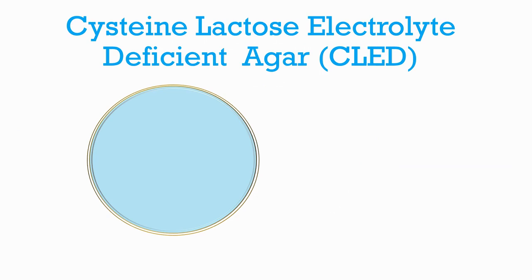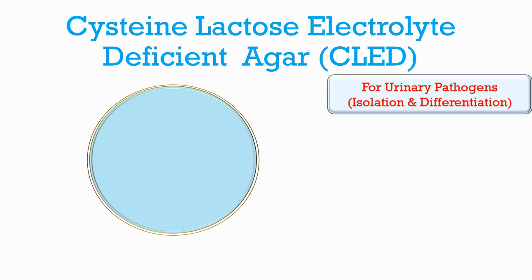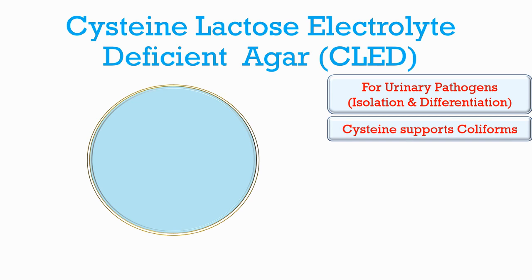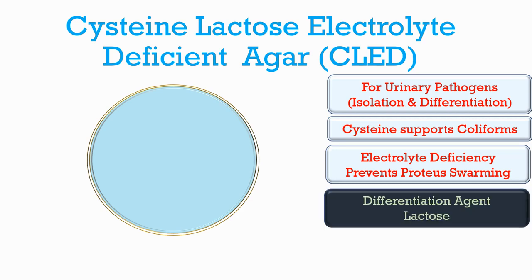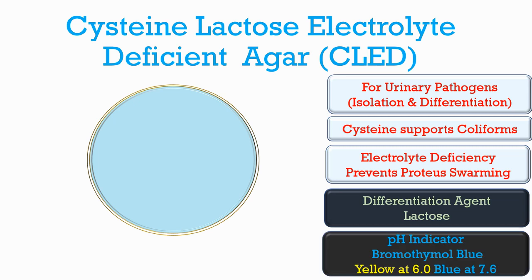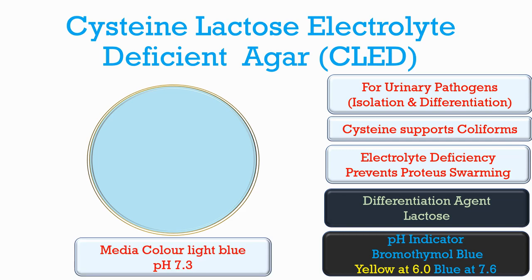CLED is cysteine lactose electrolyte deficient medium that is used for isolating and differentiating urinary pathogens. Cysteine supports the growth of cysteine-dependent coliforms, and being an electrolyte deficient medium, it prevents swarming of Proteus species, thus giving discrete colonies of Proteus. The differential agent is lactose. The pH indicator is bromothymol blue, that is yellow at pH of 6.0 and blue at pH of 7.6.